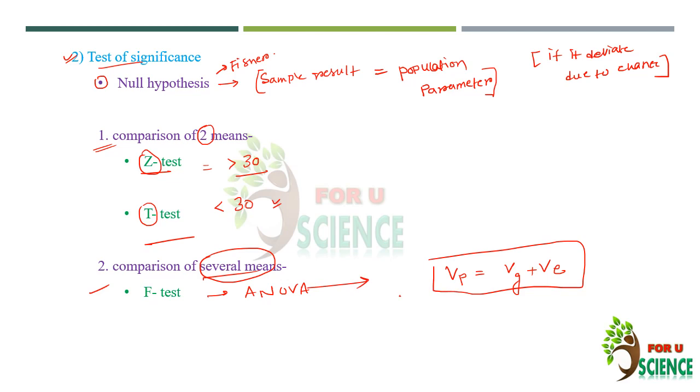So in summary, we can tell that T test is used for less than 30 samples, Z test is used for greater than 30 samples. These two are used in case of two means, but in case of several means we use F test. And this F test is the F value analysis, which is based on ANOVA.